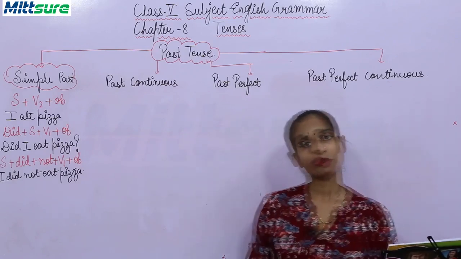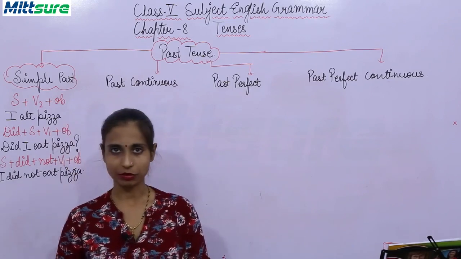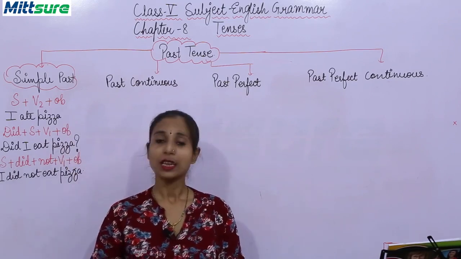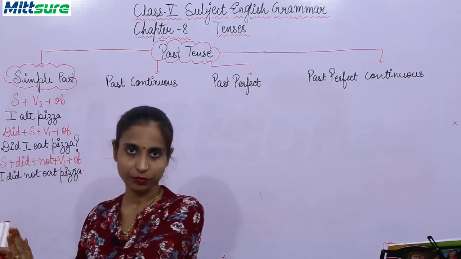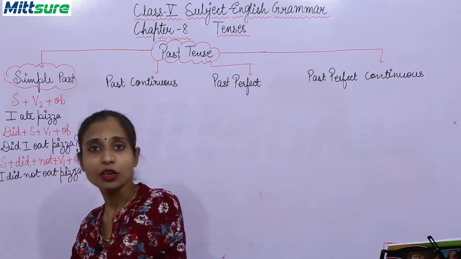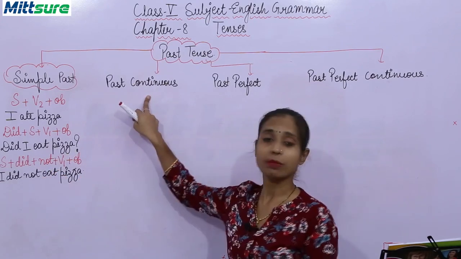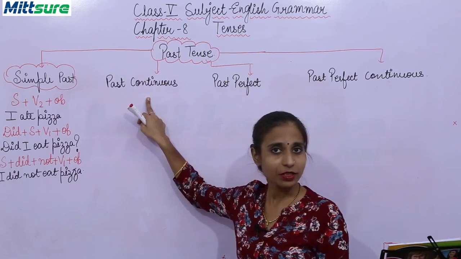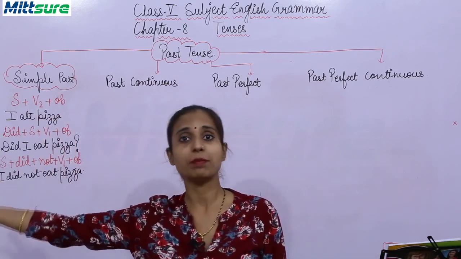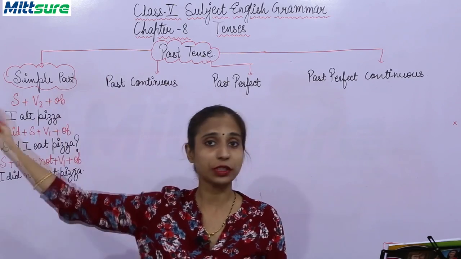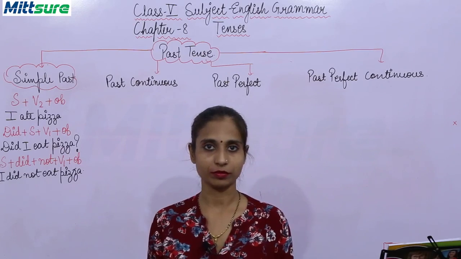When we are talking about continuous tense, that means we are talking about the verb in continuation. Now we are talking about the past time, the time which has gone. When I talk about past continuous, that means I am telling you the work which was going on in the past, which was in continuation in the past, but now it is not in continuation.